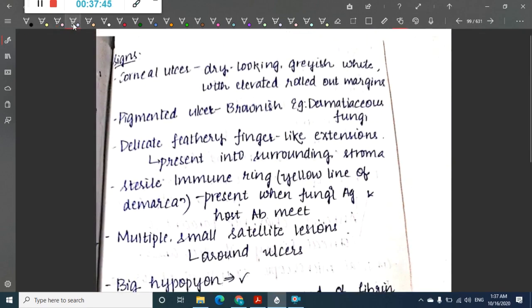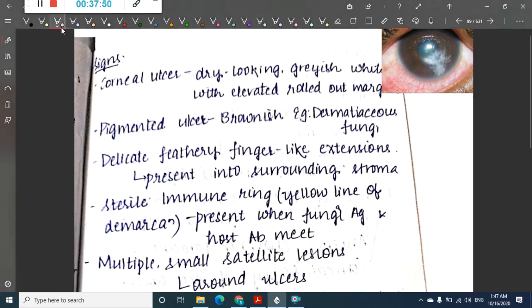Then, how does this corneal ulcer look? If you see here, this is the corneal ulcer, which is dry looking, grayish white with an elevated rolled out margin. Here you can see delicate feather like extensions present in the surrounding stroma.